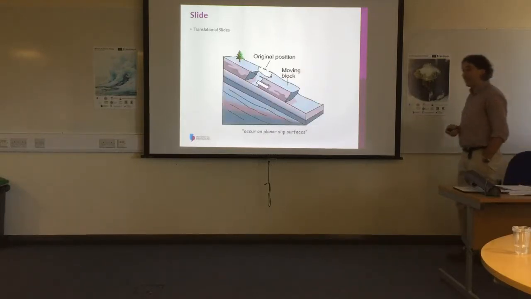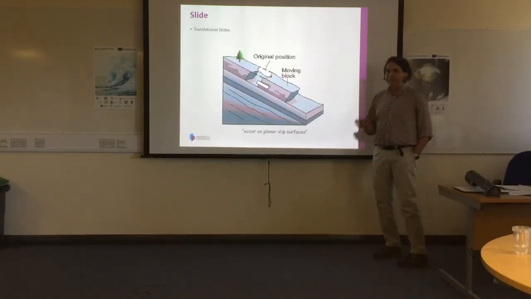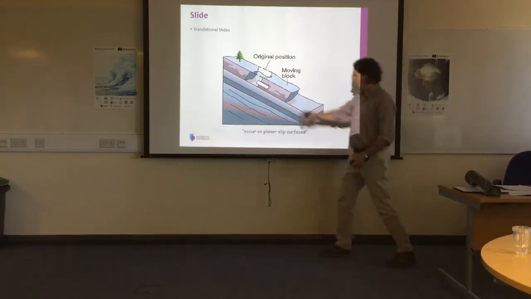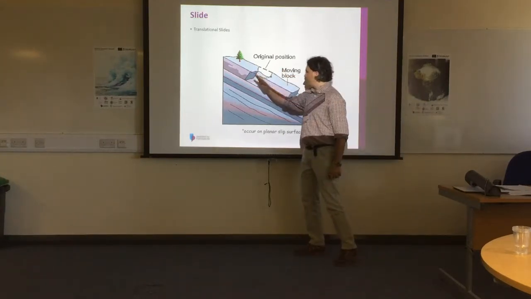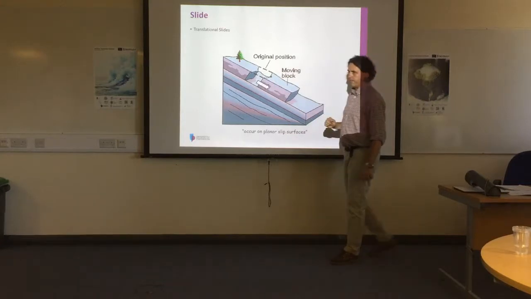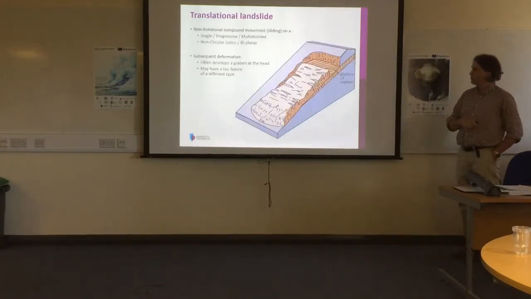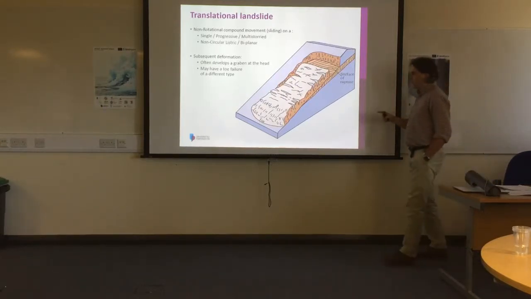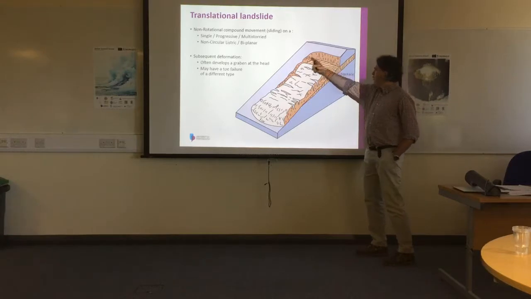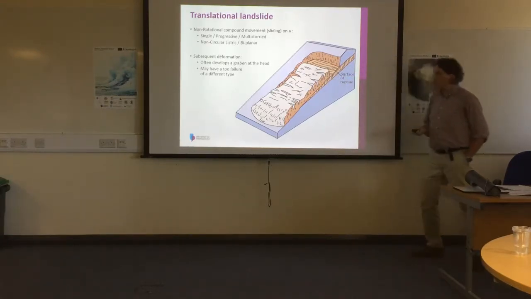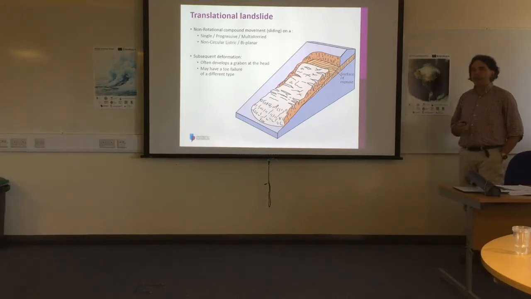The second is translational. This is what we also term planar. It's essentially a block that slides along a surface which is parallel to topography. So again, this one here illustrates the difference between them. What we term a graben develops here in the back of a translational slide, which does not develop in a rotational slide.